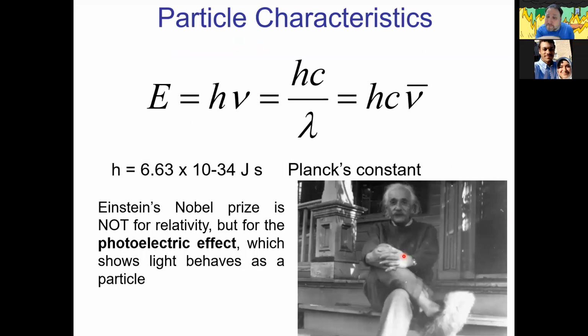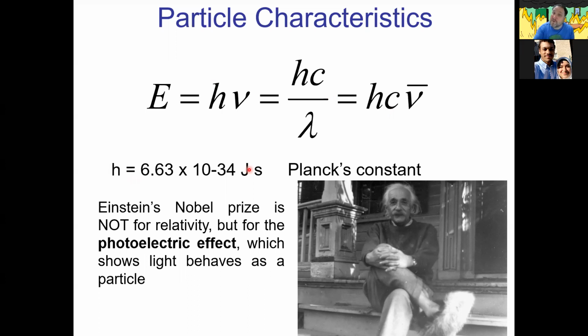All right, so wave particle characteristics, E is equal to h nu, which is saying that the energy of a photon is going to be equal to its frequency times h, and h is just Planck's constant. So our energy is h times c over lambda, or you could do it as h times c times nu bar. Right? And Planck's constant is 6.6 times 10 to the minus 34 joules times seconds.